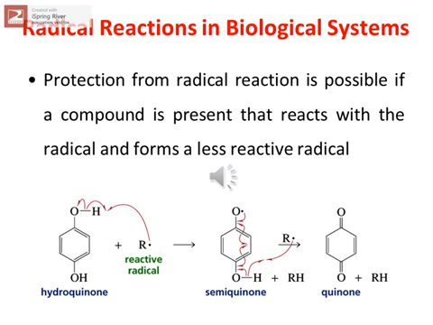For example, hydroquinone reacts readily with any free radical and is converted into a semiquinone. And this semiquinone further reacts with another free radical, an alkyl radical, and is converted into quinone. That is why hydroquinone is a major component of many topical creams. Topical creams protect you from the sunlight, and this sunlight may cause free radical reactions in your skin, and ultimately your skin is aged. So anti-aging creams involve the use of hydroquinone.